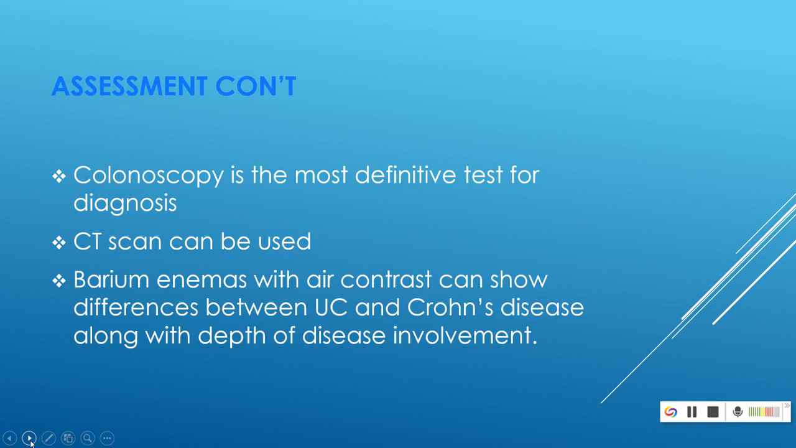Colonoscopy is the most definitive test for diagnosis. Why is that? Colonoscopy takes pictures of the colon, and ulcerative colitis occurs in the colon. A CT scan can also be used with this assessment. Barium enemas with air contrast can show differences between ulcerative colitis and Crohn's disease, along with the depth of involvement.